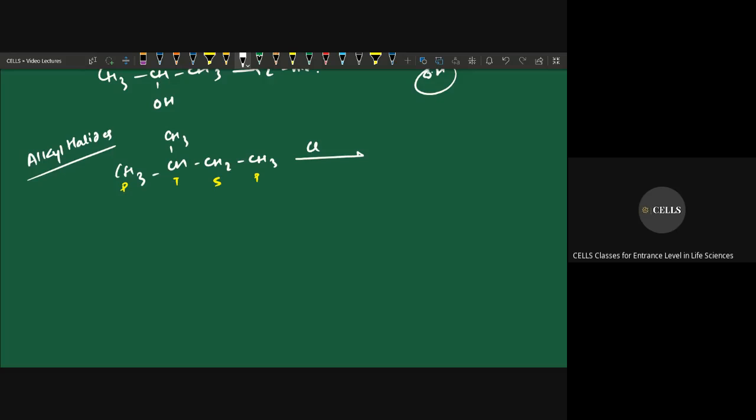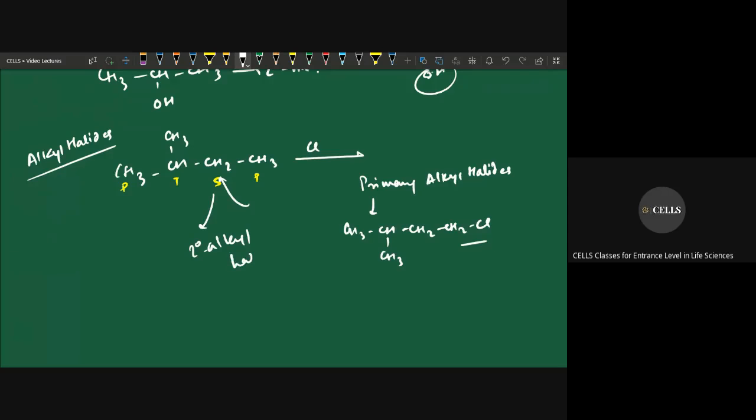if anyone gives you this kind of question and in the reaction there is Cl, what type of alkyl halides can be formed? It can form primary alkyl halides, where it will be CH3, CH, CH3, CH2, CH2, Cl. If the Cl binds over here, then it will form a secondary alkyl halide. If the Cl binds over here, then it will form a tertiary alkyl halide.